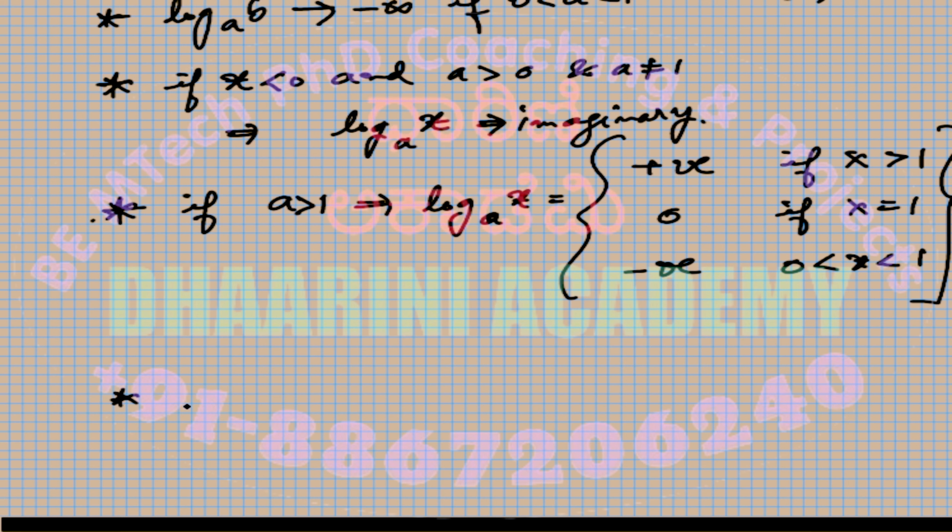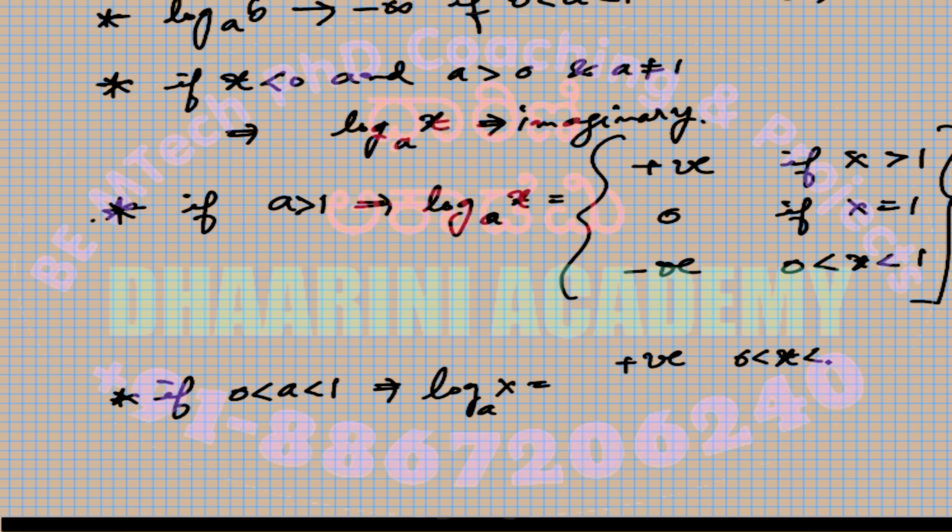Let's go for the other case. If 0 is less than a less than 1, then the log of x to the base a will be positive, provided 0 is less than x less than 1. So it is between 0 and 1.